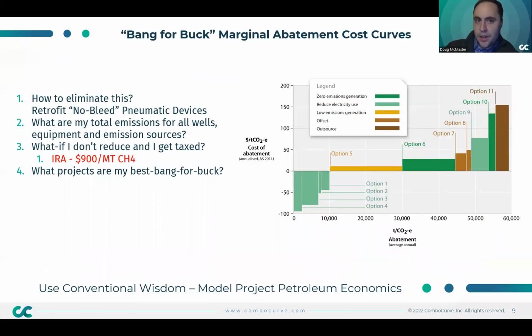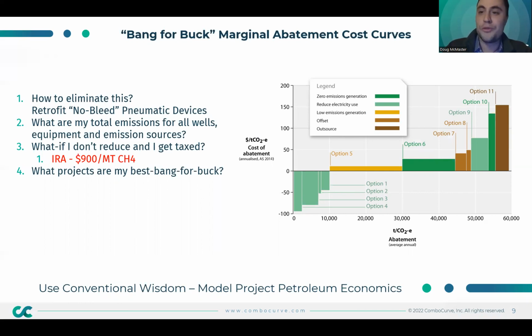And to go bigger, you have to understand what are the different projects that are needed to reduce at a larger scale. So, first you start the small scale at the well level and the equipment level, and you say, how much is it emitting? How can I eliminate this?